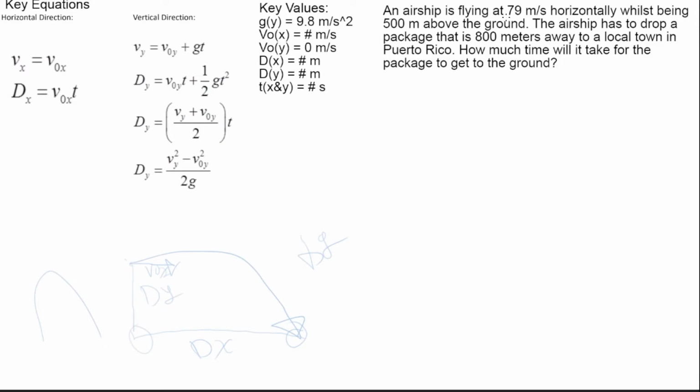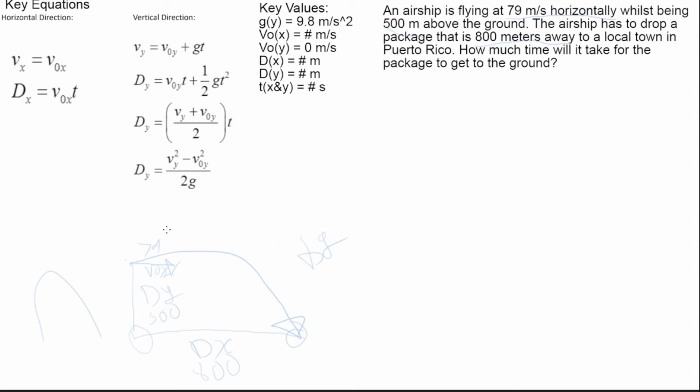An airship is flying at 79 meters per second horizontally, so we know that our v0 x is 79. Whilst being 500 meters above the ground, that is our dy, because above the ground is our vertical. The airship has to drop a package that's 800 meters away to a local town in Puerto Rico. So 800 meters away would represent our x value, so that would be d of x. How much time will it take for the package to get to the ground?